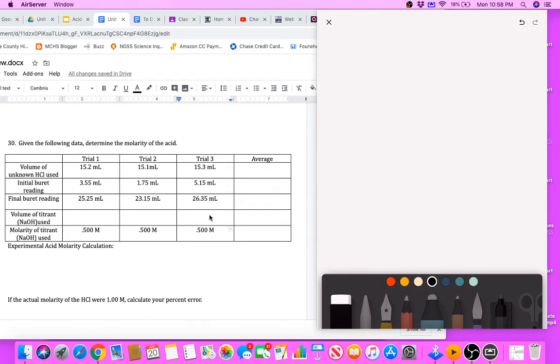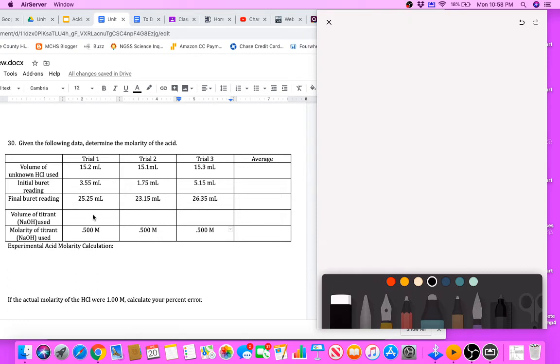Normally, when we're doing this for our second 9 weeks test grade, because guys, this is what we would have done for our second 9 weeks test grade, normally I have you do 3 trials, okay? But as she said in the video, you can do 2 as long as the amount of titrant that you use for both trials is very similar in amount. So we're just going to look at 2 trials here today.